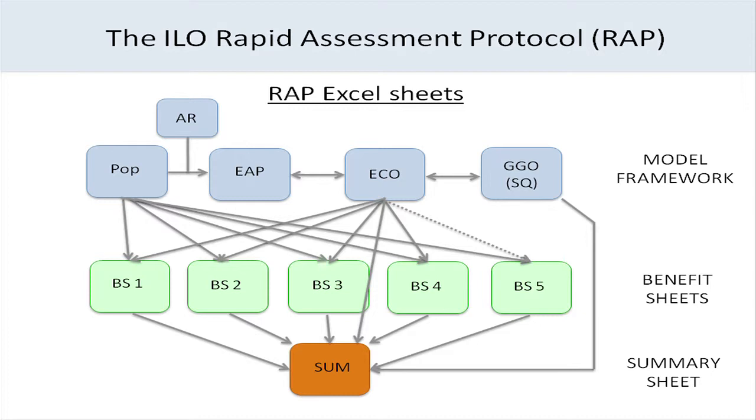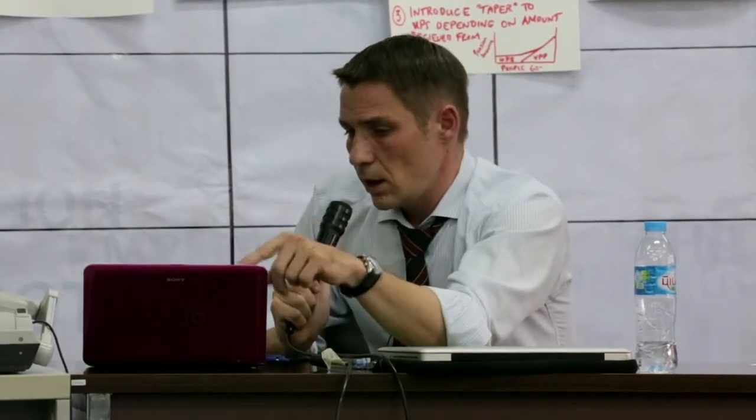So the RAP is basically an Excel file, and there are different sheets. Here you can see the different sheets. In blue, these are the sheets we need to complete first. So we have a sheet for the population. And then we have the activity rates, which is basically the labor force or labor market participation rates. And it's a matrix, by age and by gender, male and female. This allows us to link the population to the labor force or the economically active population. And it's all by single age and by male, female, or can be by age group, depending on the data available.